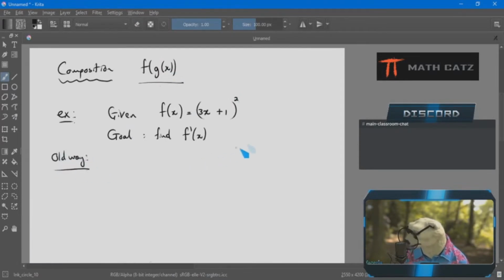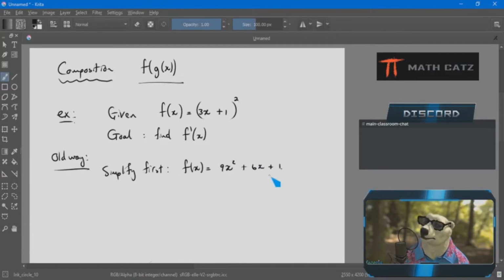Nothing wrong with it, but it relies on the fact that I don't have too many brackets that I need to multiply. So because it's a bracket squared, my old way is to simplify first, and I can definitely handle this. Simplify first to see the function as 9x squared plus 6x plus 1. We can all do that. Then we find the derivative with our existing properties. That is a sum property. We have a constant times a function property. Then we can do the power rule. We have a constant property at the end there.